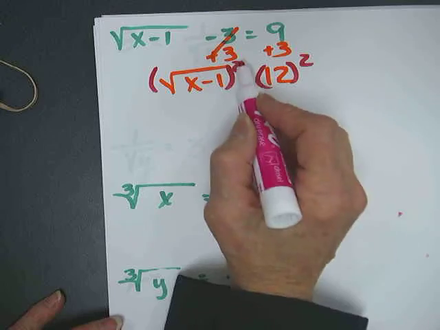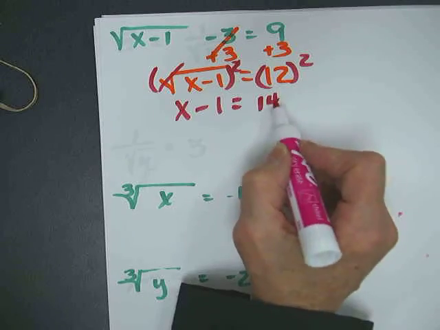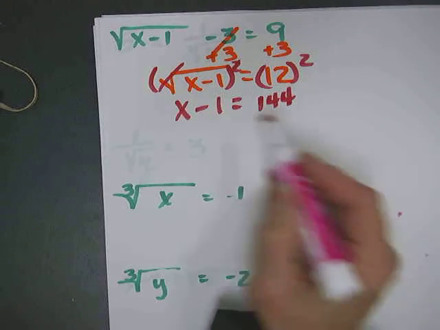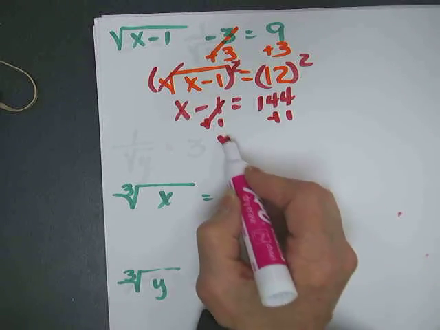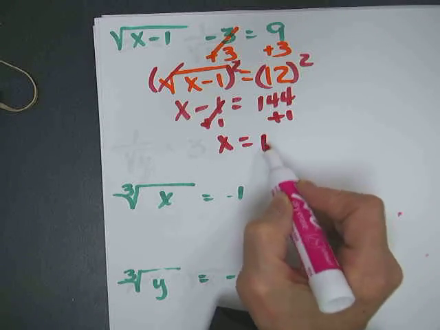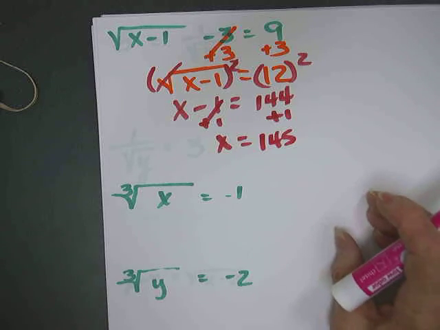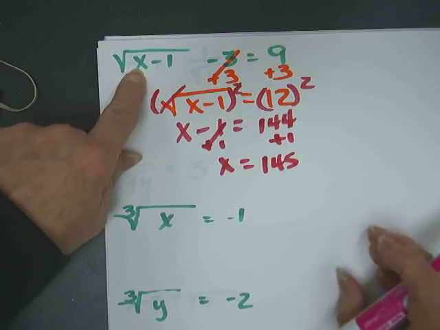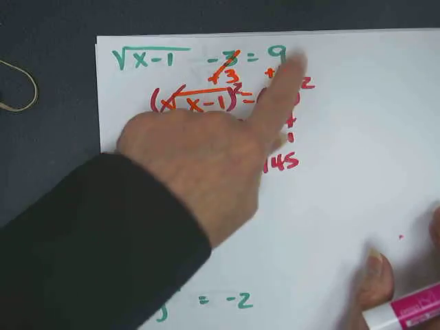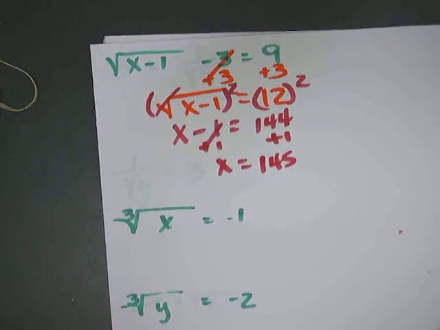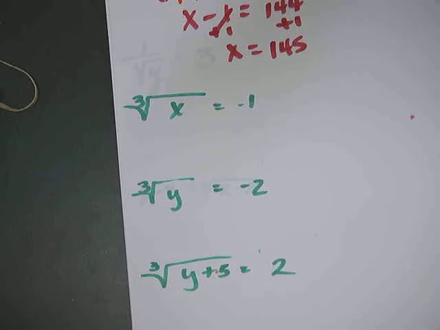Well, the square root is by itself. So we're going to square, right? So we have x minus 1 equals 144. Add 1. So x equals 144 plus 1 is 145. If you plug it in, 145 minus 1 is 144, square root is 12. 12 minus 3 is 9, right? Checks out.